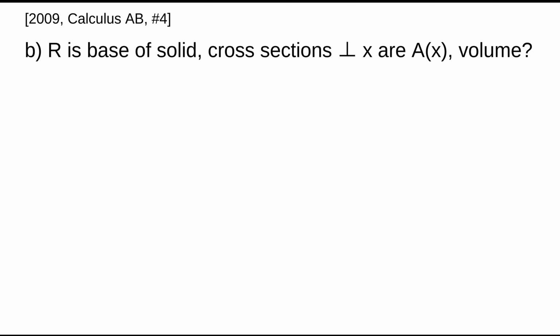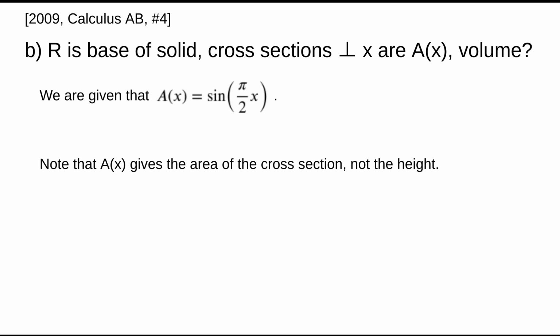In part B of this question, we are told that R is the base of a solid, and for this solid, cross-sections taken perpendicular to the x-axis are given by an area function A of x. Find the volume of this solid. We are given that the area of each one of these cross-sections perpendicular to the x-axis is given by this area function A of x equals sine of pi over 2 x. So that's just an area function. The volume would just be the integral of that area function.